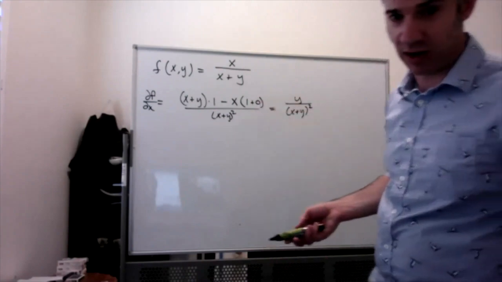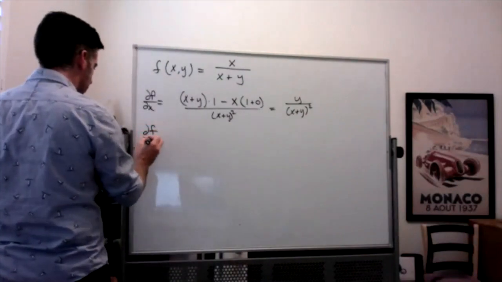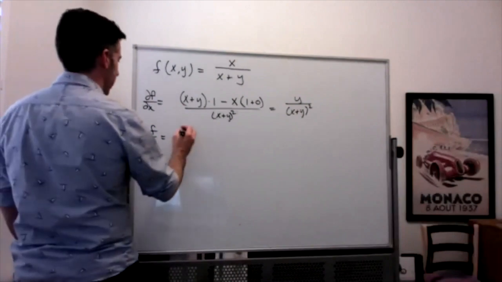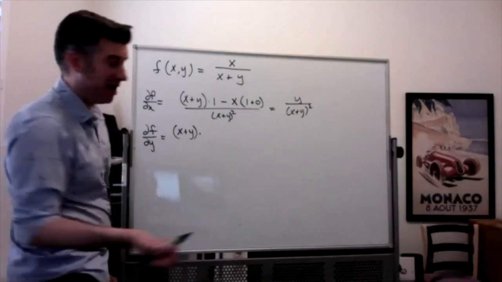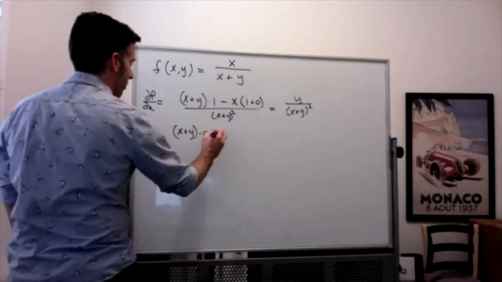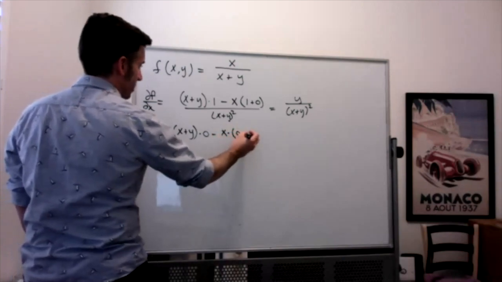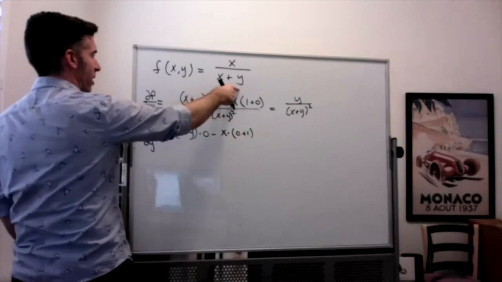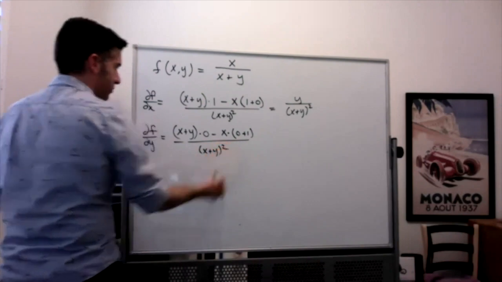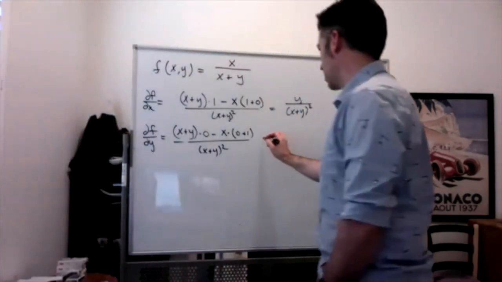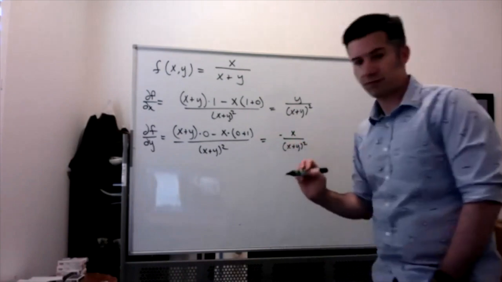Especially if it's one that's not too terrible like this. Let's find del f del y. So del f del y is going to be, again, bottom times the derivative of the top. But now the derivative of the top is 0 because the top is a constant. Minus the top times the derivative of the bottom, which is 0 plus 1. Right, derivative of x is 0, derivative of y is 1. And then the bottom squared again. So this ends up being 0 minus x, so negative x over (x plus y) squared.